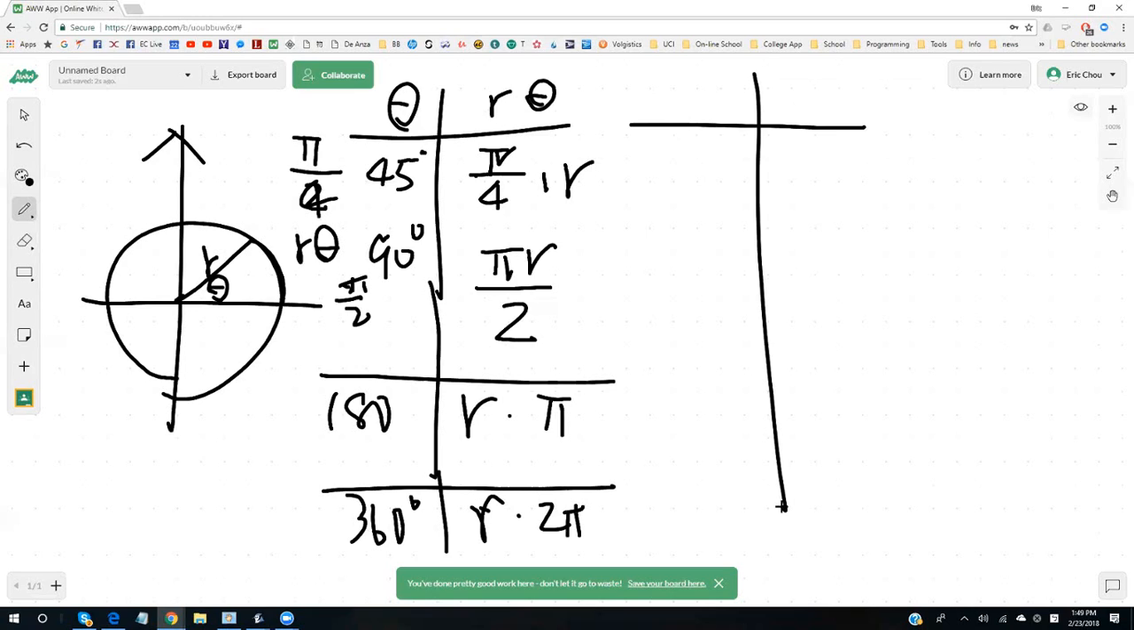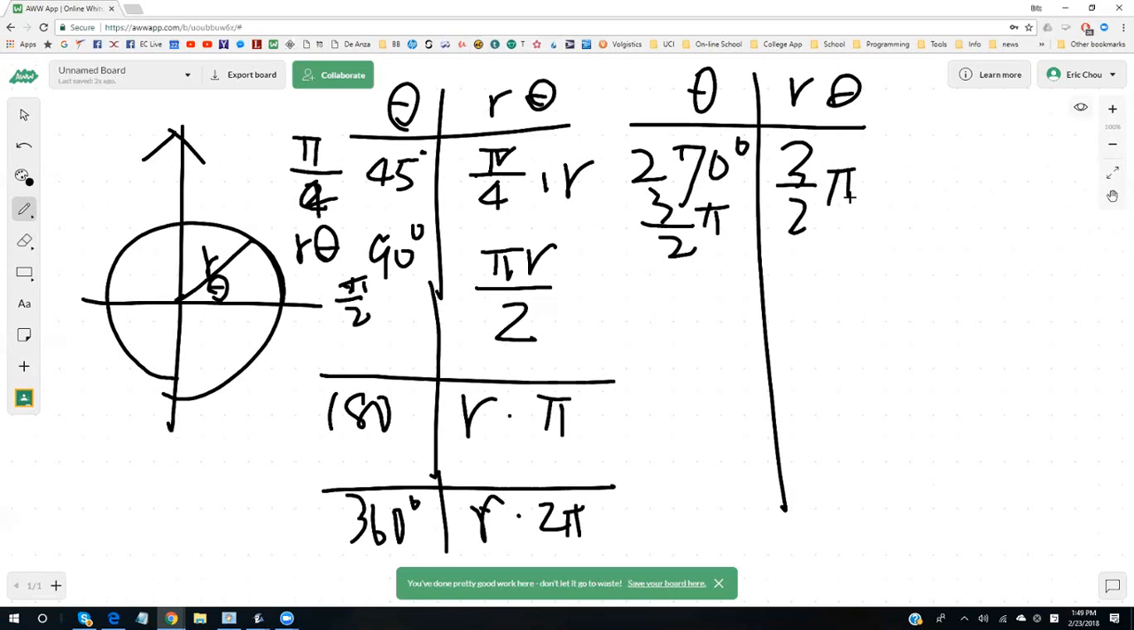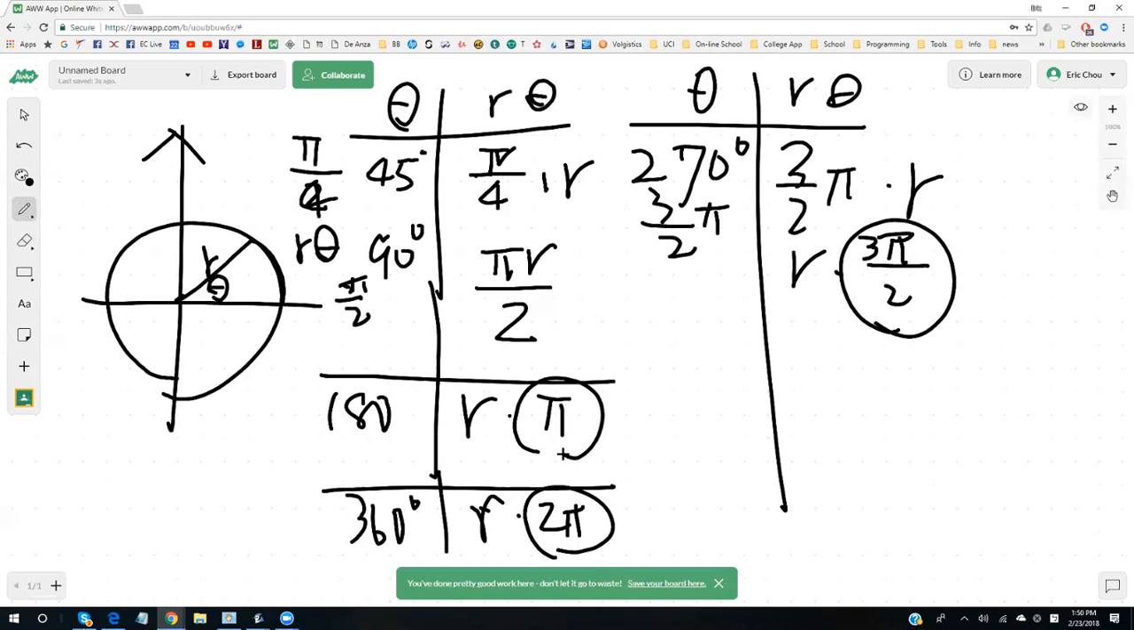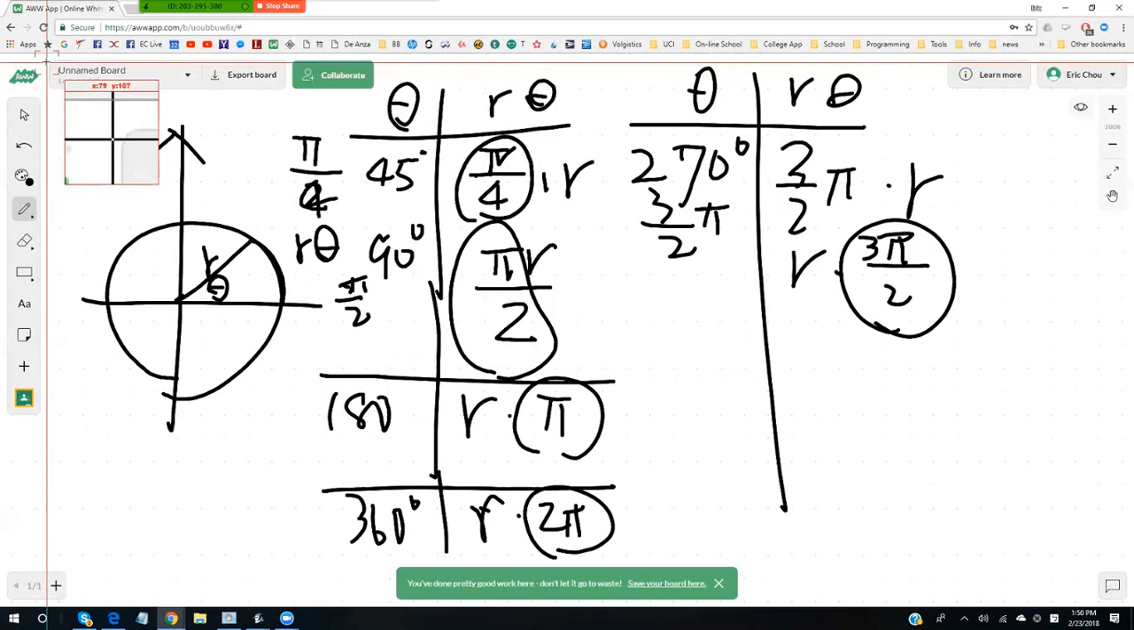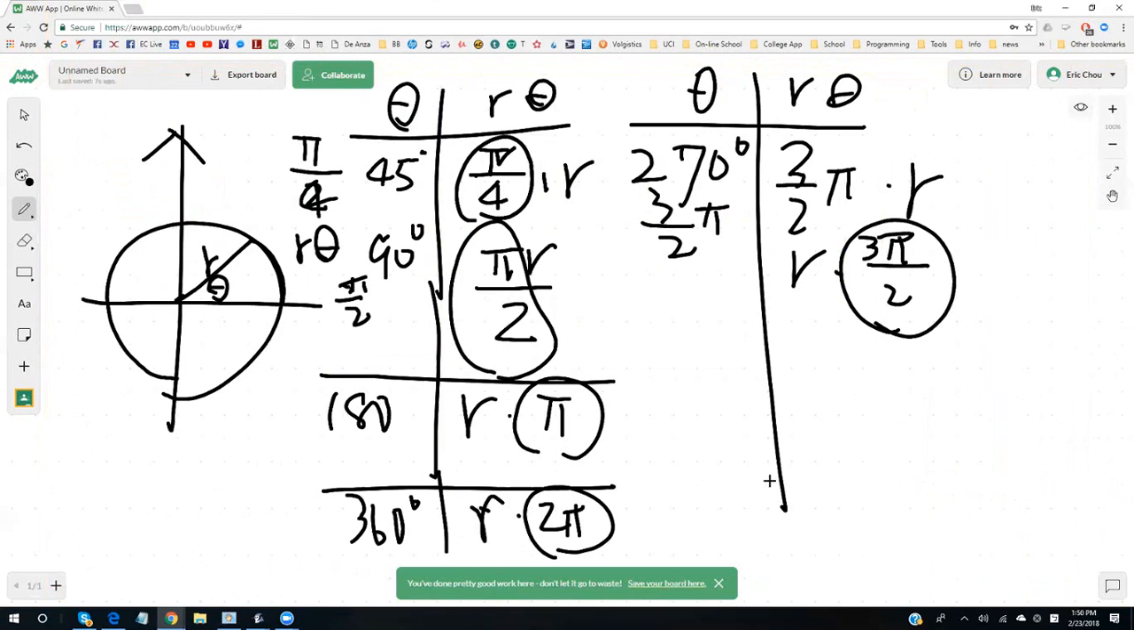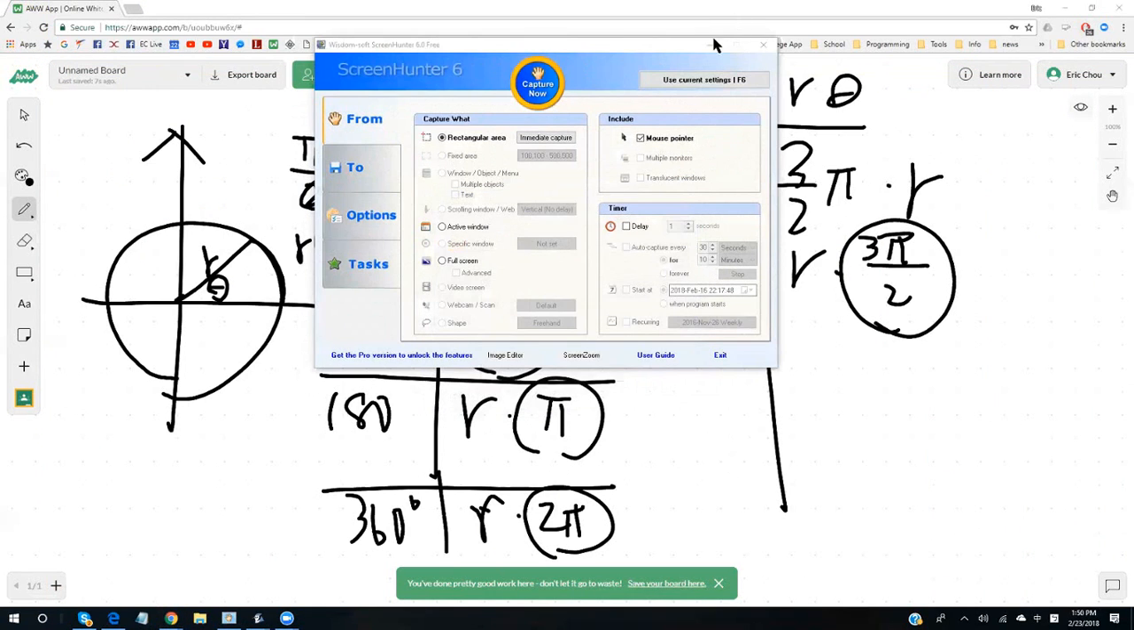Yeah. And then I have theta and r theta. I have 270 degrees as 3/2 pi. So actually 3/2 pi times r, right? So as you can see, right here is always the theta. It's always the theta. Got it? Okay. This one is about theta and the length of the arc, right? Now I'm going to talk about area.